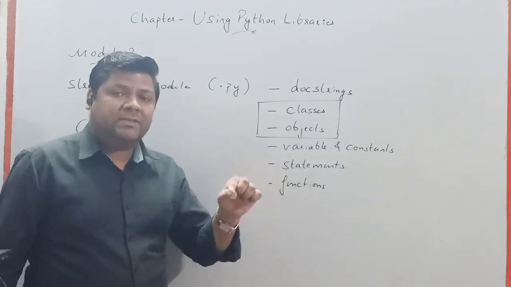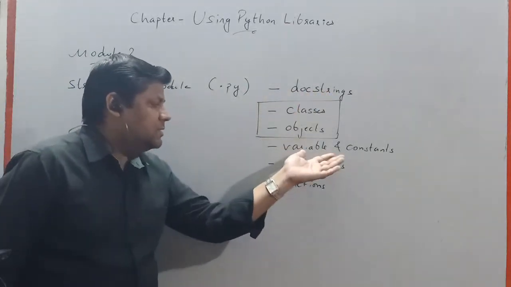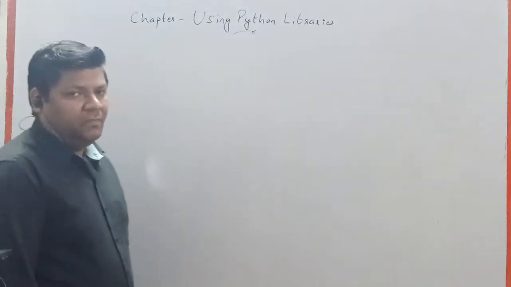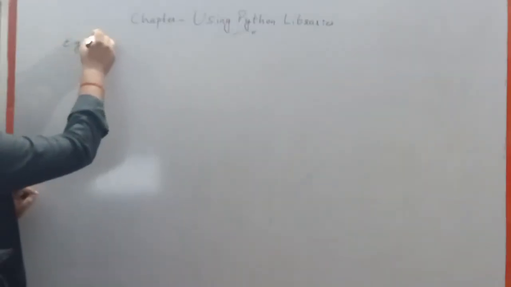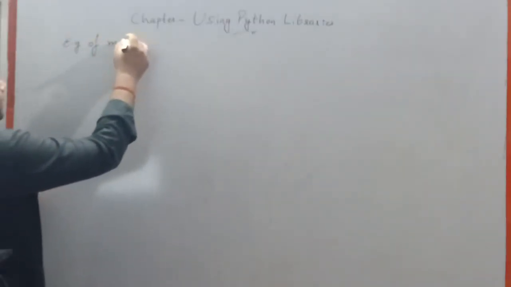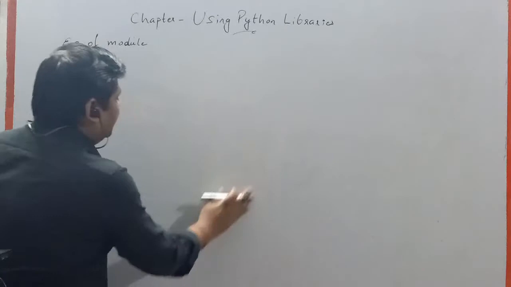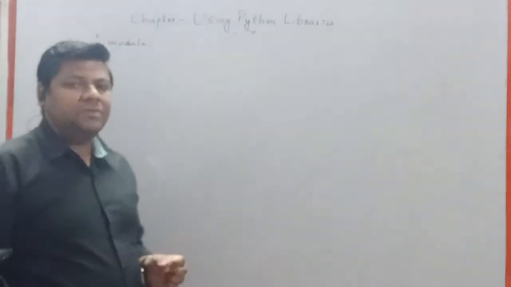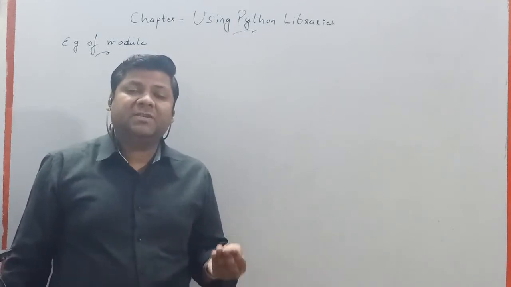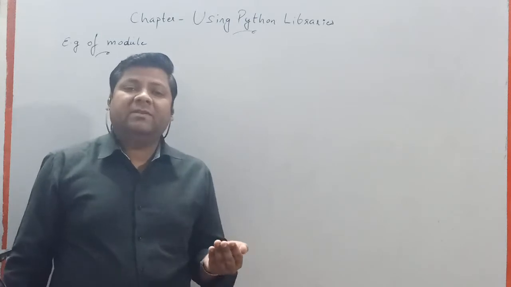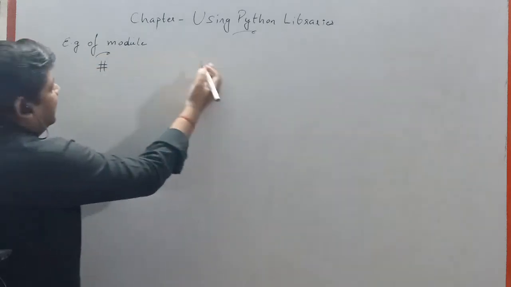Now we are going to discuss an example in which I can define doc strings, variables, constants, statements, and functions. So now let us see an example of a module or user defined module. Basically a module contains a doc string, class objects, variables, functions, statements, and constants. So first of all, let us write the name of the file.